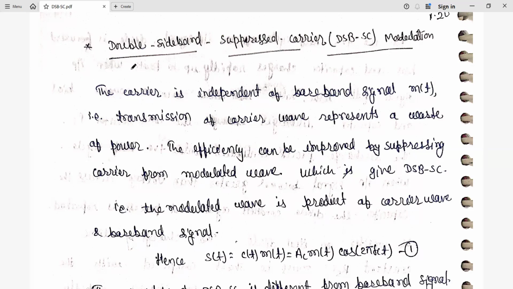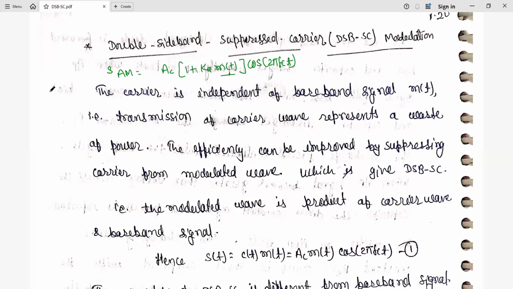So in the case of normal AM, the modulated wave is given as, what is the equation? Ac into 1 plus Ka into m of t, and outside we have cos 2 pi fct. Here we are taking the carrier signal as Ac cos 2 pi fct, and the message signal is m of t. So here we see that the second term has the message signal, but the first term is completely the carrier signal. And we have seen the spectrum also.